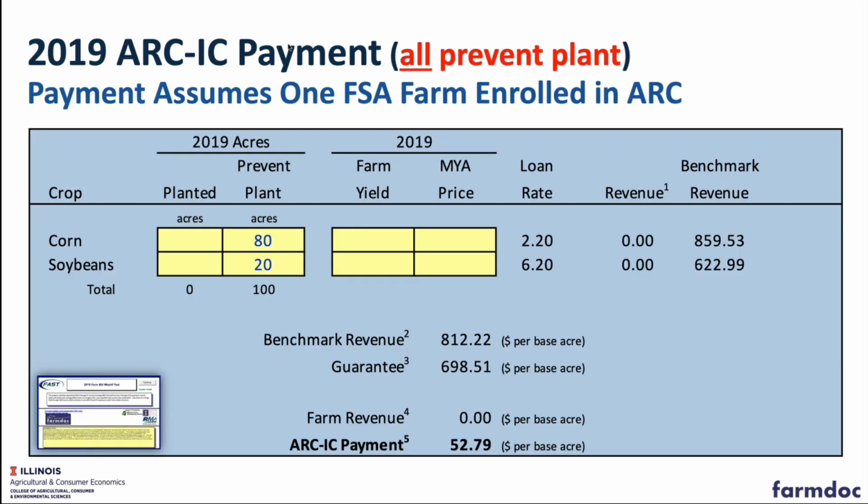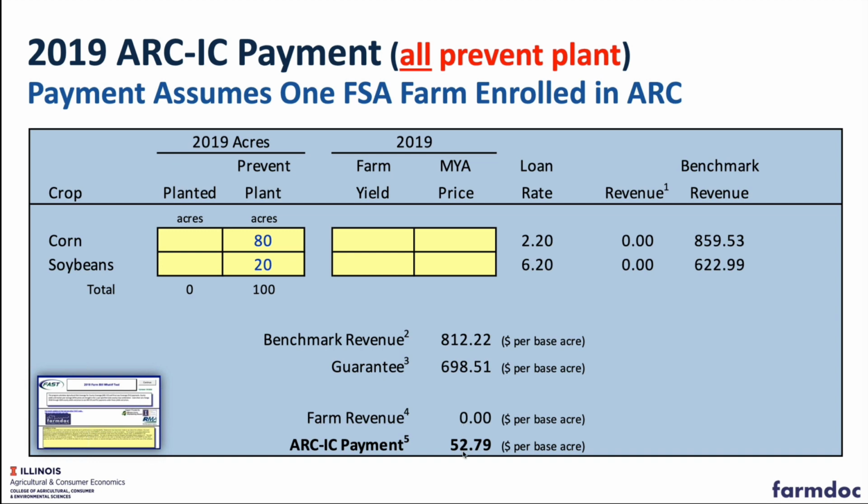And now I'm going to give you 3 examples here. The first is that it's all prevent plant. We have 80 acres of corn prevent plant, 20 acres of soybean prevent plant, and there's no plantings. In this case, benchmark revenue is 80% of corn benchmark revenue, 20% of soybean benchmark revenue. It's based on what you planted that year. Guarantee is 86% of that. Farm revenue is 0. It's 0 because you have nothing planted.